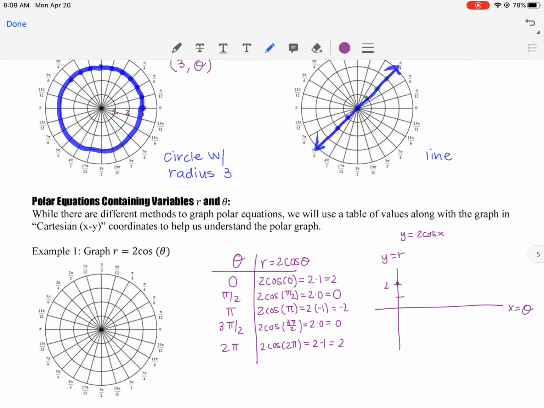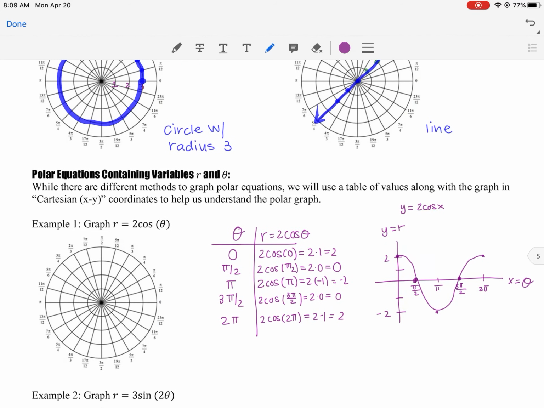So 0, 2, right? This is where it starts. And then we're going to have pi halves marked, pi, 3 pi halves, and 2 pi. Then it becomes 0 at pi halves, we go down to negative 2, and it goes up to 0 here and up to 2 here. That's exactly what the graph of cosine looks like, but our amplitude has changed.